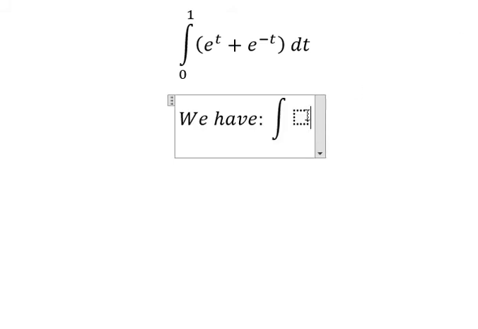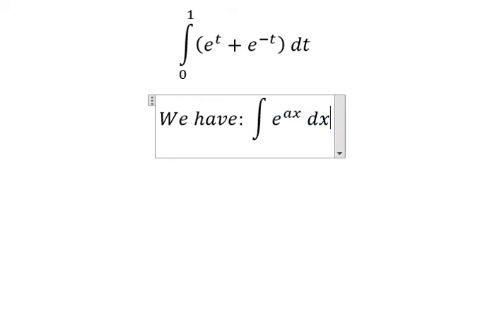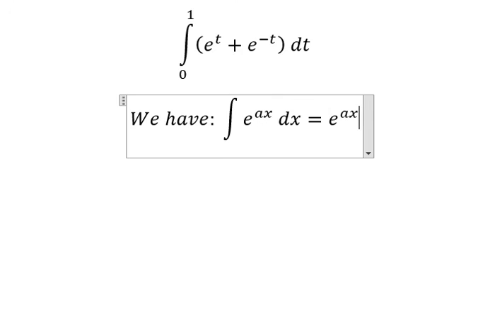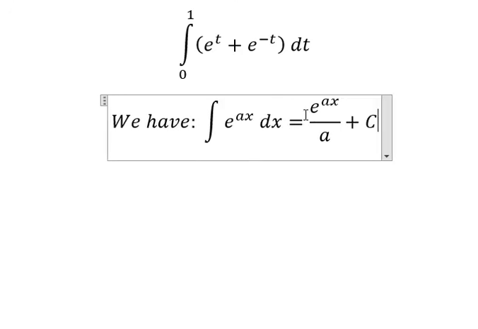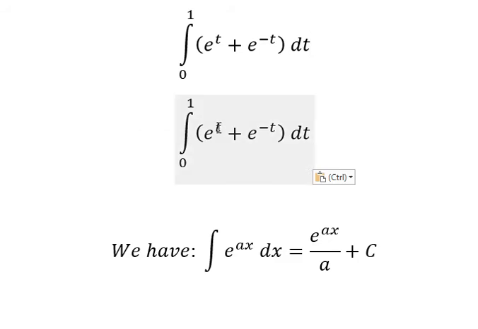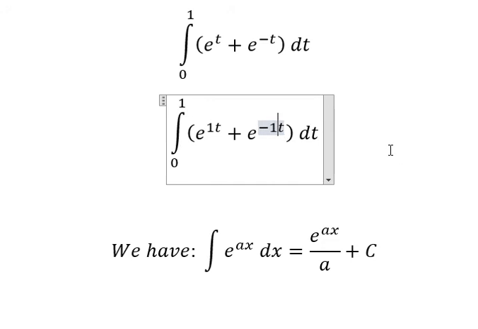The integration of e to the power of as ds. We will have e to the power of as over a, and we put plus c. Now we apply this formula in here. We know that the coefficient of t is about 1. This one is about negative 1.